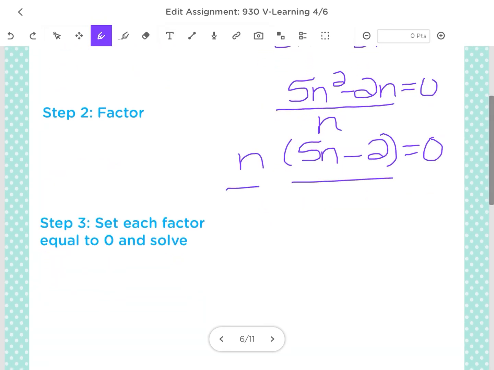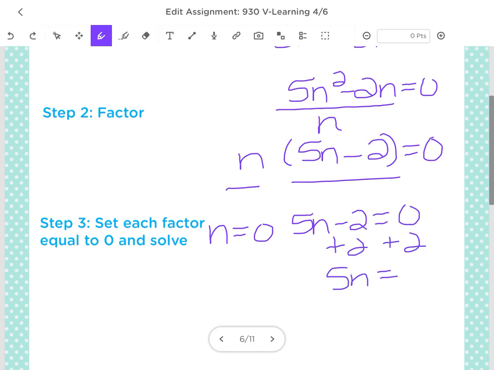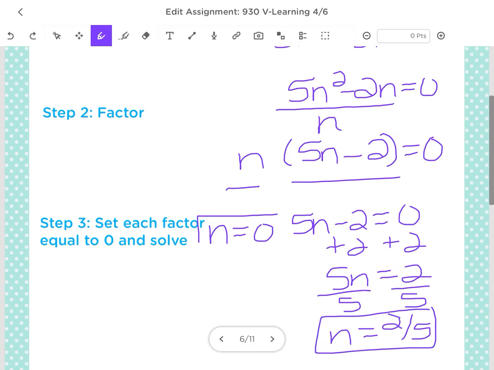But I am going to make each one of those factors equal 0. The first one is easy. It's just n equals 0. Second one, 5n minus 2 equals 0. I'm going to add 2, and I'm going to divide by 5. So n equals 2 over 5.